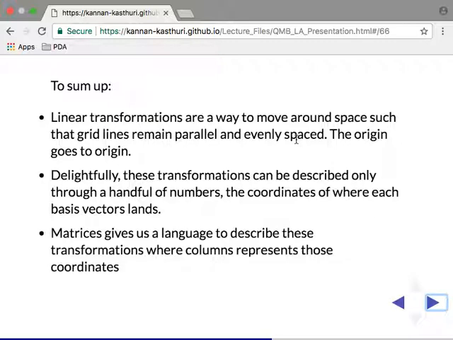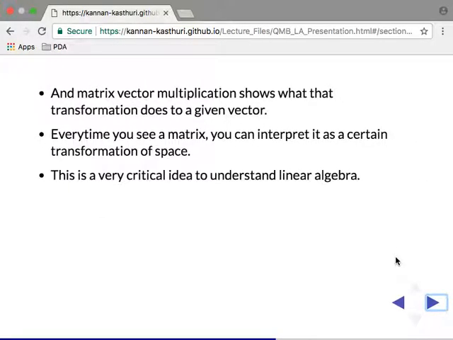So these transformations, at least in two dimensions, can be described through a bunch of numbers, right? Two sets of numbers. And matrices give a language to describe these transformations. Okay, so matrices are transformations. A matrix-vector multiplication shows where the vectors land after you do the transformation, right? Every time you see a matrix, you can interpret it as a certain transformation of the space. This is a very critical idea to understand linear algebra. Okay, so this is a very fundamental idea, matrix and linear transformation. Now the movie makes more sense.